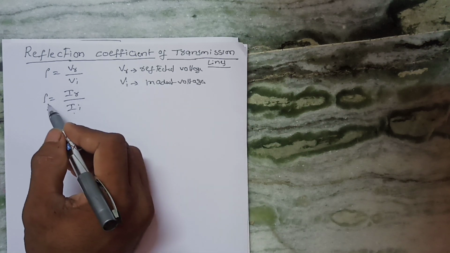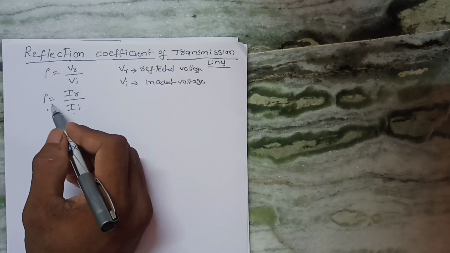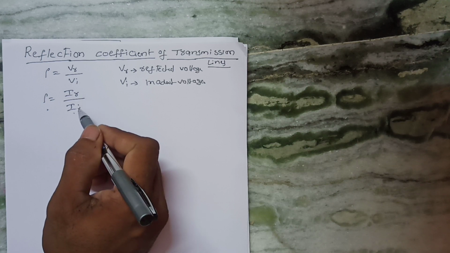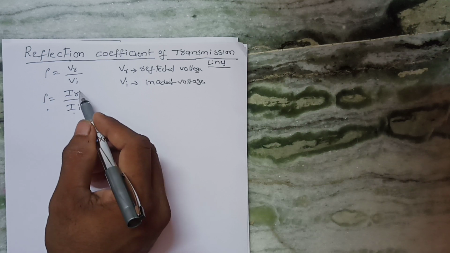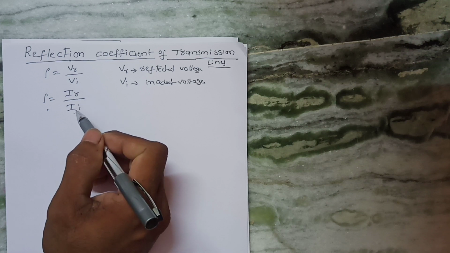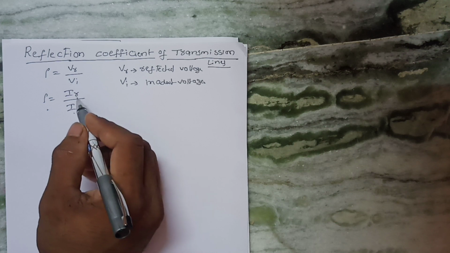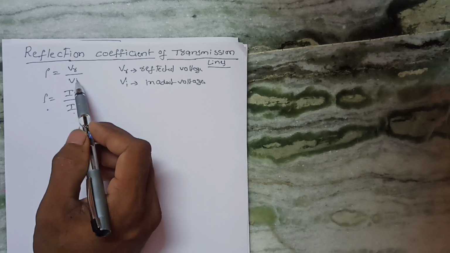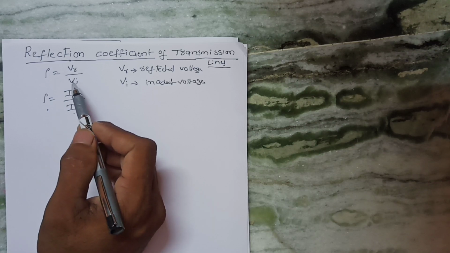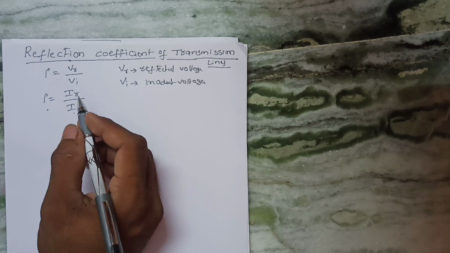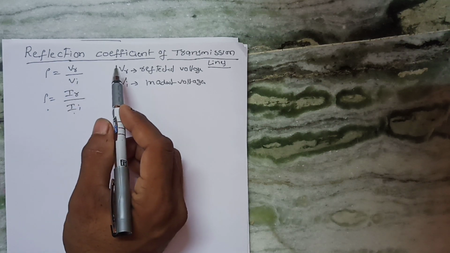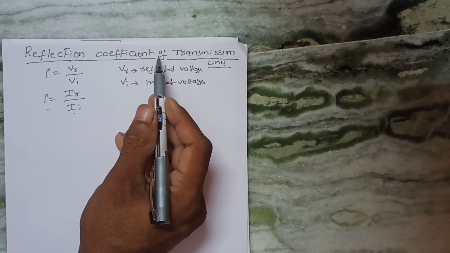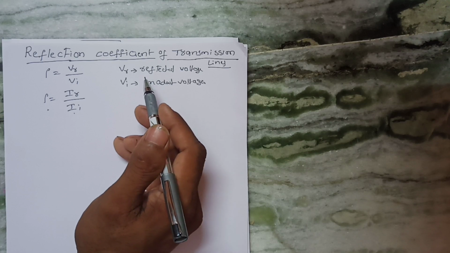In terms of current, the reflection coefficient rho is equal to the ratio of reflected current to the incident current. This is known as the reflection coefficient of current, and VR by VI is known as the reflection coefficient of voltage. Reflection coefficient is a vector quantity. It has a magnitude as well as direction.